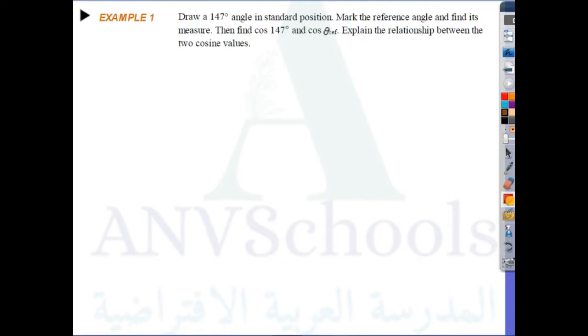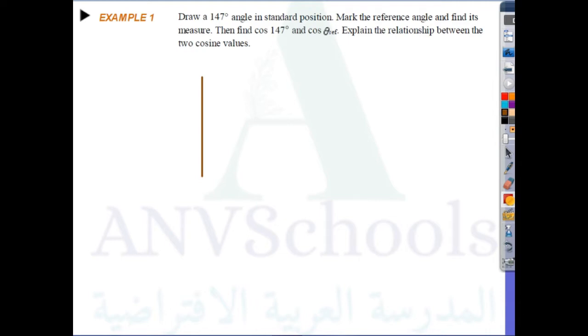Example 1: draw a 147-degree angle in standard position. Mark the reference angle and find its measure. Then find cosine of 147 degrees and cosine of theta reference, or the reference angle. Explain the relationship between the two cosine values. So we have our requirement.